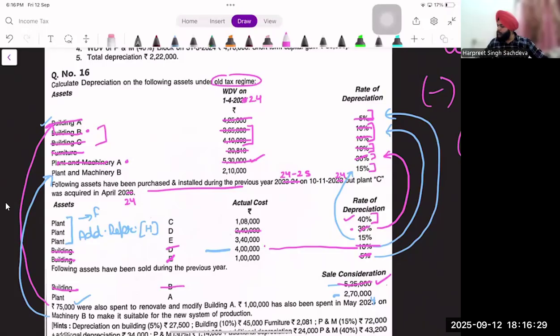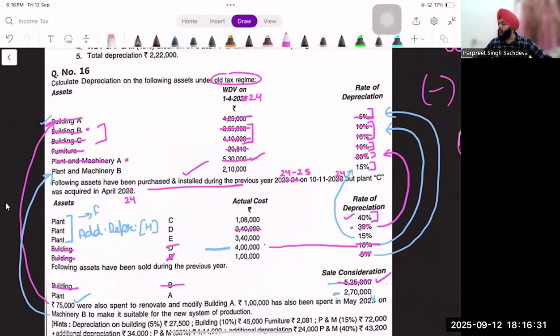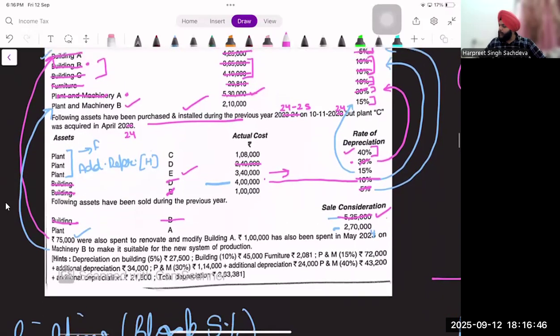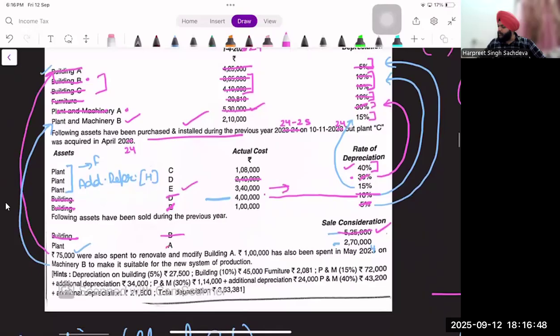Now, plant and machinery 15% block. Opening WDV is 2,10,000. 15% purchase is also there, 3,40,000. Names we will write side by side. Plant and machinery B was already there, and E was purchased, new one. And plant A was sold, that we have done. This should be cancelled out.